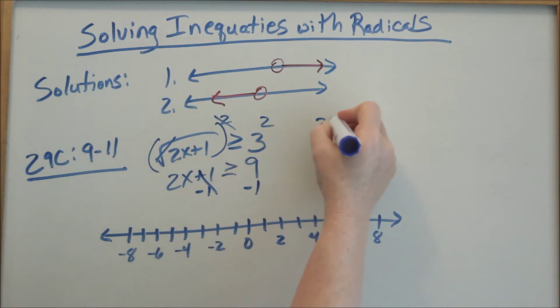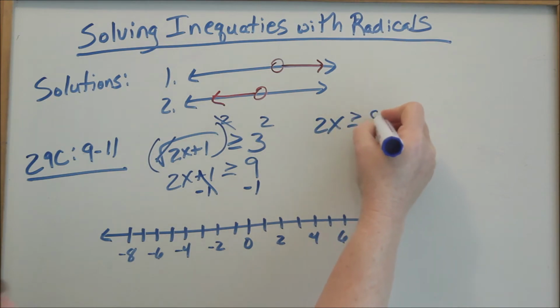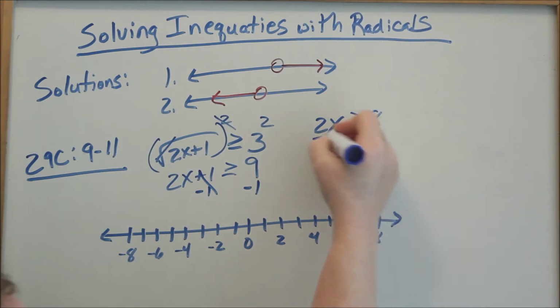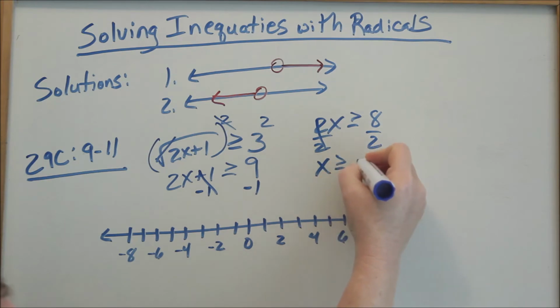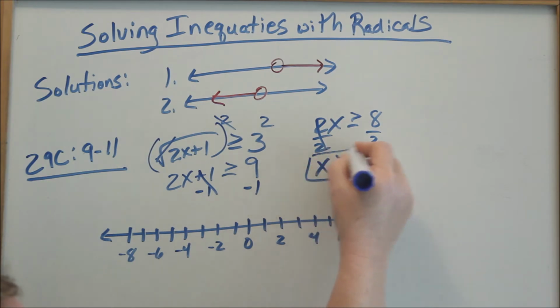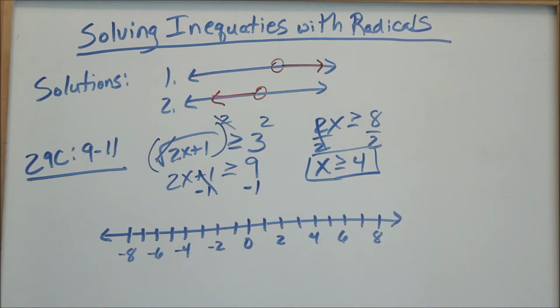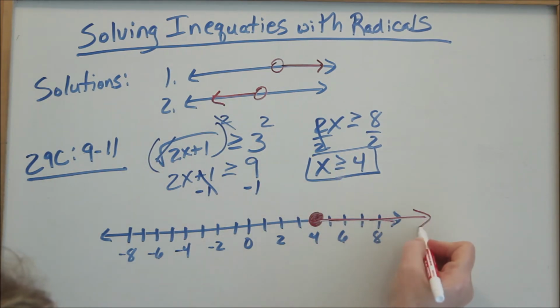So that'd be 2x is greater than or equal to 8. Divide by 2, x is greater than or equal to 4. You should be able to graph this. We'll still do a test case. So go plot the point 4, and then because this is greater than or equal to, we want a closed circle. So here, a closed circle, because equal to 4 means we're going to include 4. And then if you want to be greater than 4, that's all numbers to the right.